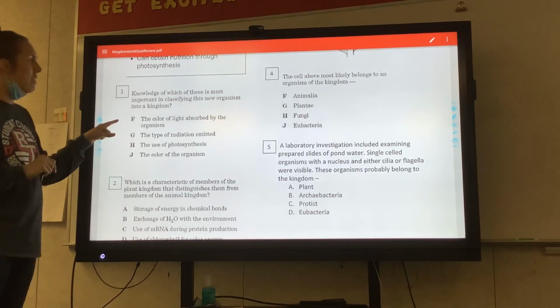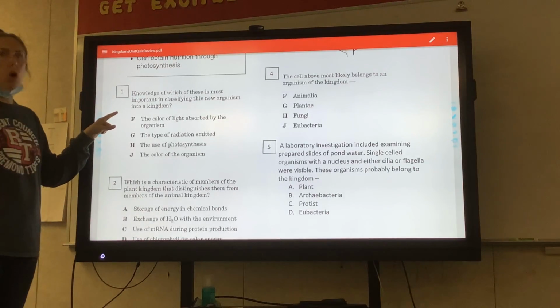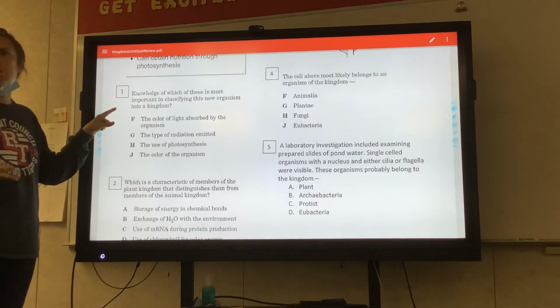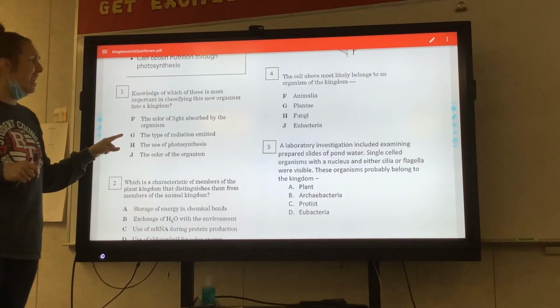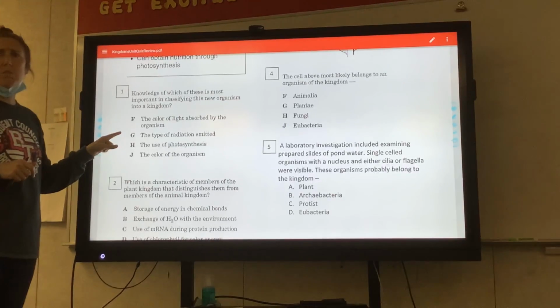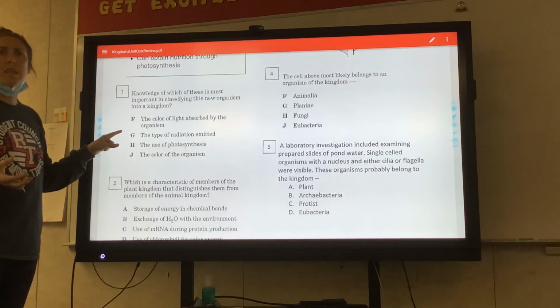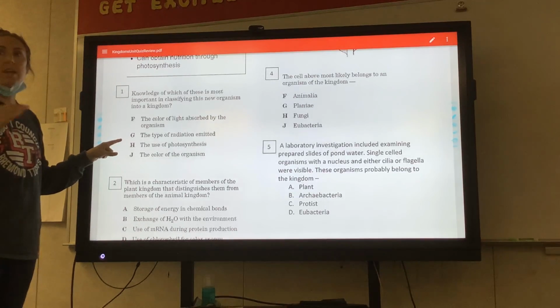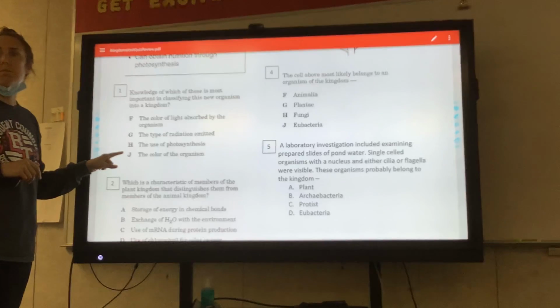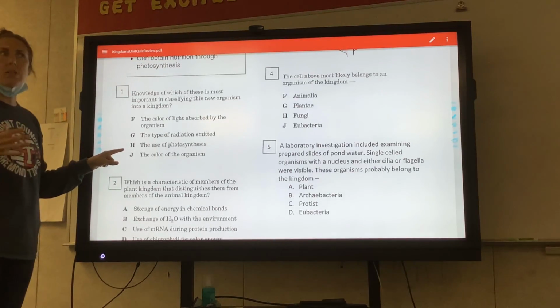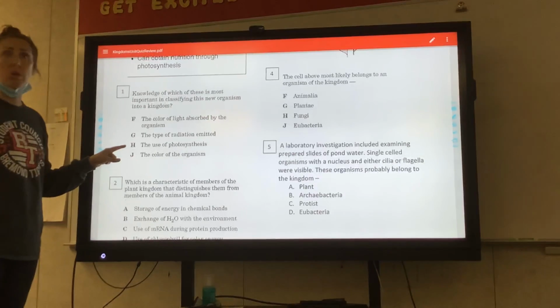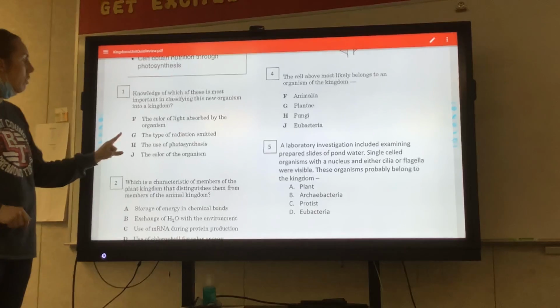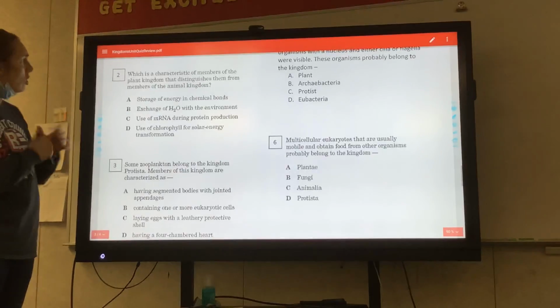The color of the light absorbed? No, because all organisms in all kingdoms are all colors. That doesn't help us. The type of radiation emitted? Are organisms supposed to emit radiation? That's a bad thing. Nope. The use of photosynthesis? Yes, because do all kingdoms photosynthesize? No, so it narrows it down. The color of the organism? No, because organisms are all colors. Green? Not just plants are green. A lizard's green, and that's an animal. So photosynthesis helps us.